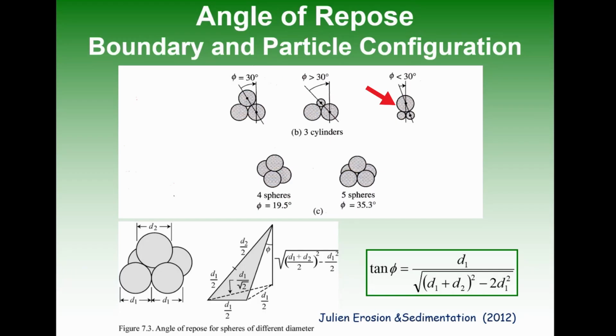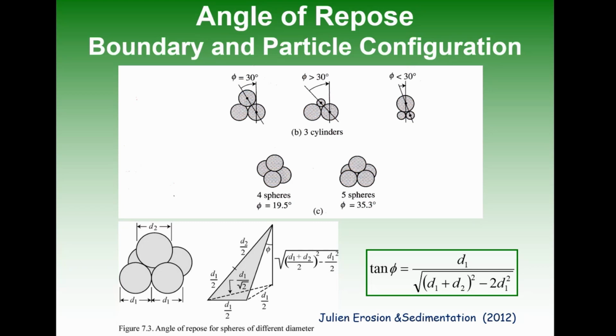So now if I put a big bead on top of smaller ones, then this angle would be less than 30. If I do spheres, for instance, I put 3 spheres at the base and 1 on top, then we can calculate this by geometry and get a little formula. Or if it's placed on top of 4 at the base and 1 on top, you get slightly different values of that angle of repose.